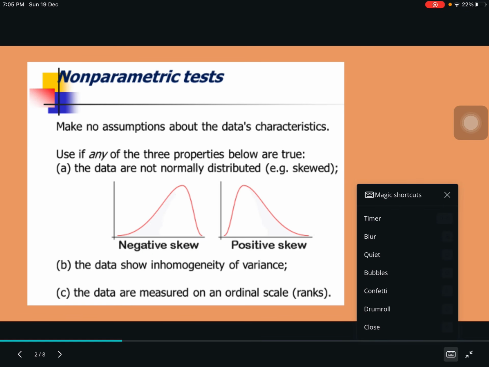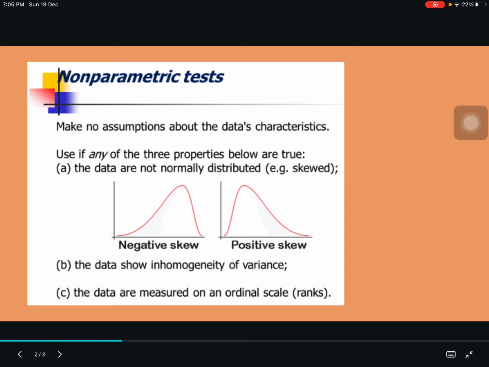Pertama, the data is not normally distributed. So macam mana kita tahu data tersebut tidak normally distributed? So kita akan run test of normality. Test of normality kita akan guna either Kolmogorov or Shapiro nak tentukan whether our data is normally distributed or it is not normally distributed. If it is skewed to the left or skewed to the right, it means that the data is not normally distributed. So when the data is not normally distributed, then we have to use the non-parametric test.